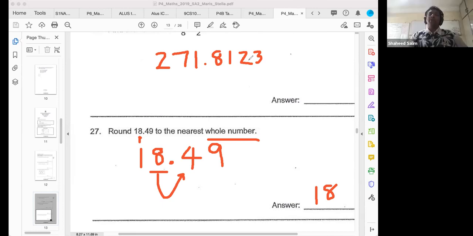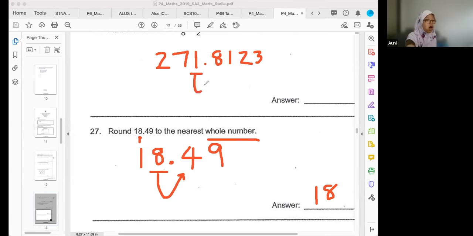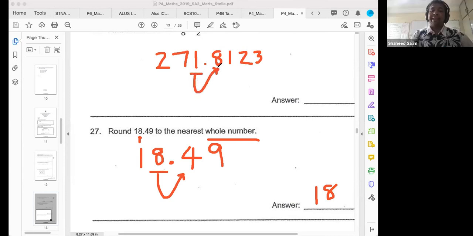Naomi, nearest whole number, you just look at the ones. And then look at the number beside it. You don't need to look at anything else. If this is 5, 6, 7, 8, 9, you plus 1. This is 8, you know, must plus 1. Plus 1 here, you get 272. That's it. Easy, yeah? We try one more time.